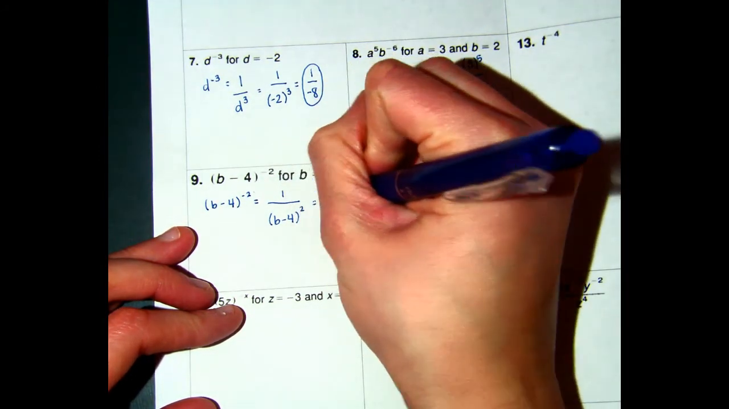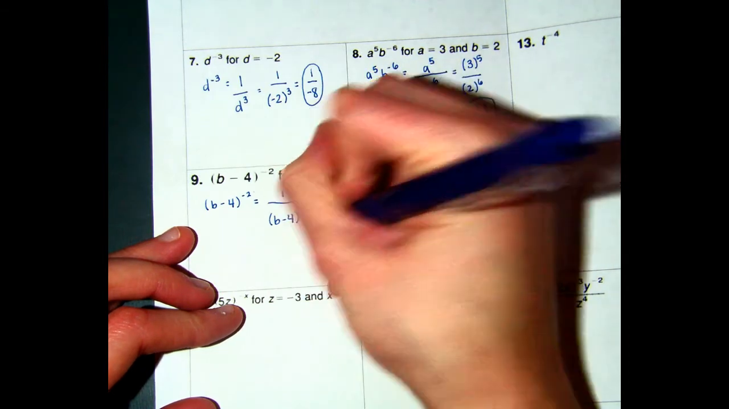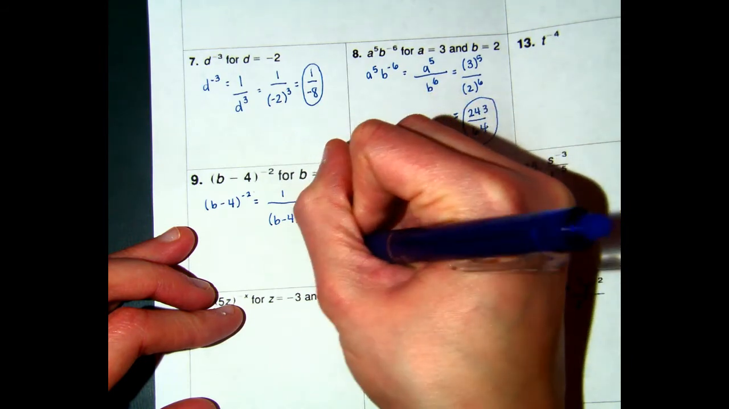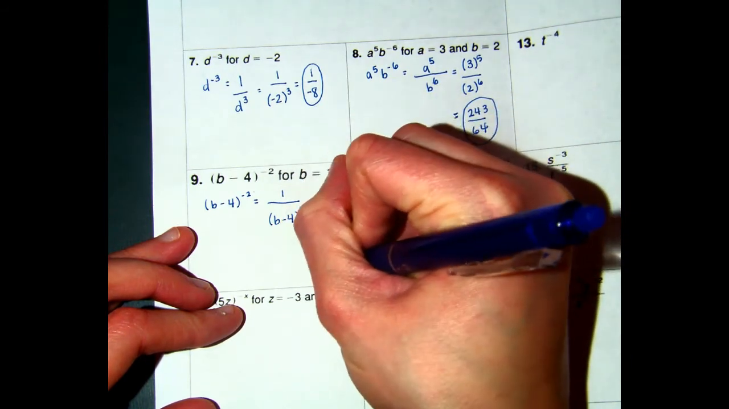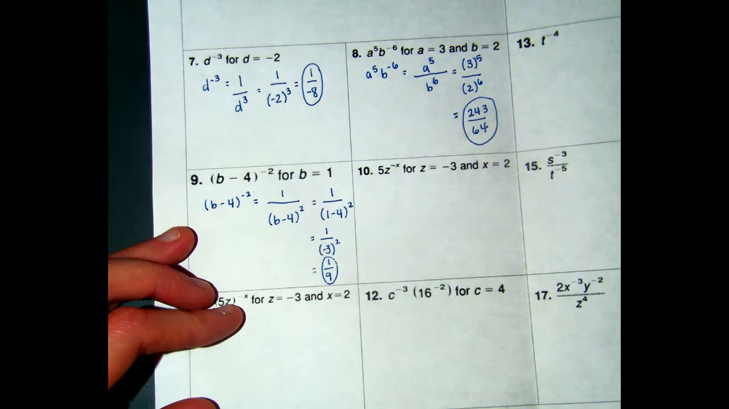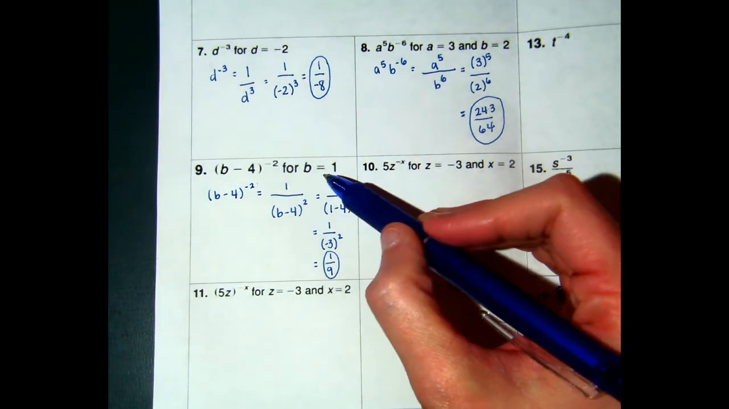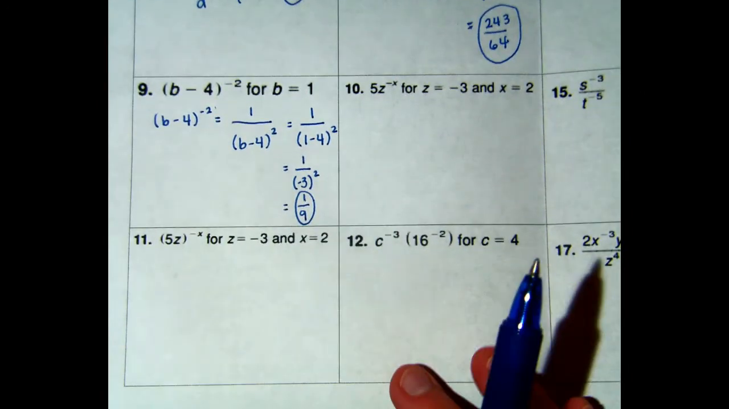I'm then going to plug in a 1 for b. That is 1 over 1 minus 4 is negative 3 squared. That becomes 1 over 9. You could have done what we did up here, where you plug it straight in the calculator at this step right here. You can choose that.